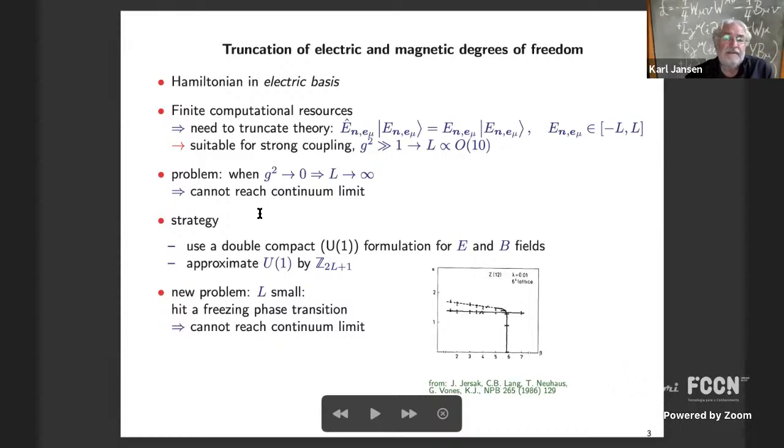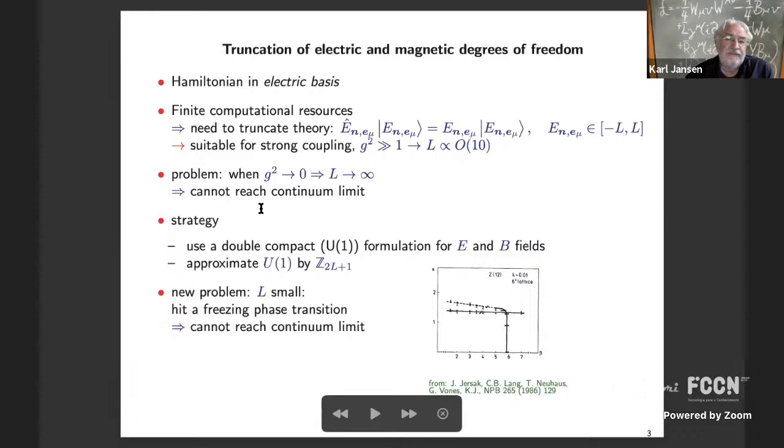The problem appears when we let g squared go to 0, which actually corresponds to reaching the continuum limit. In this limit, the truncation actually has to go to infinity to represent the U(1) gauge theory. And now this is impossible. I cannot have infinite resources, which means I have to live with a truncation. And on present-day computers, if I think of capital L to be 100, this would be much too much, which means that with this simple approach, I would not be able to reach the continuum limit.